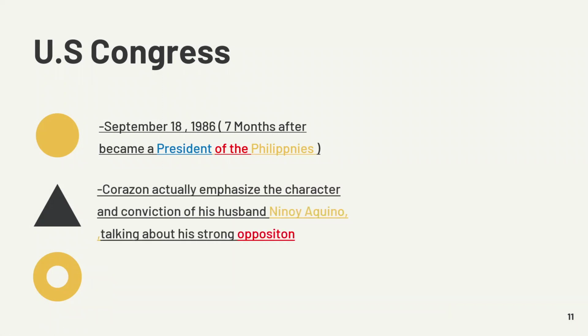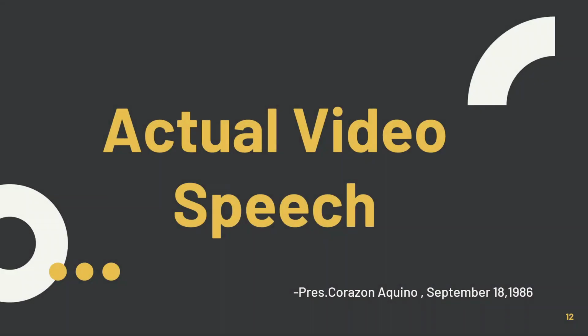And Corazon actually emphasized the character and conviction of her late husband, Ninoy Aquino. And she was talking about the strong opposition of Ninoy. So, ilang times niya sinabi na they have lost Ninoy Aquino and lahat ng sufferings na experience niya in the hands of Marcos. So, matatalakay natin yan mamaya. So to make it clear about the speech, I downloaded the cut actual footage of the speech on the US Congress.